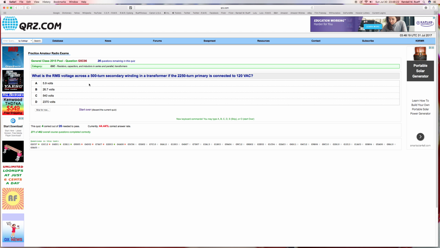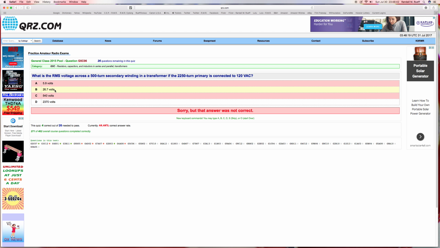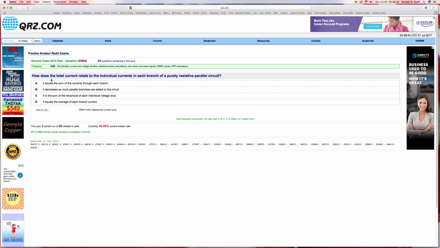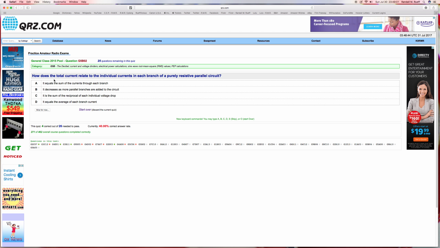What is the RMS voltage across 500 turns? I want to say 4.9. What the hell? I'm saying that right. I can still pass, but I can't miss any more. How does the total current relate to the individual resistances in a parallel circuit?